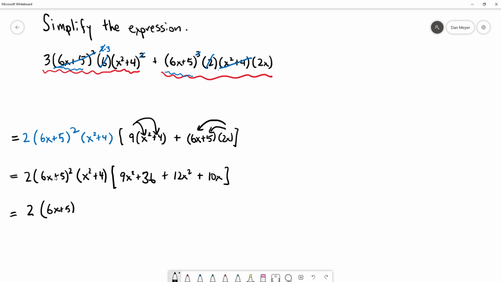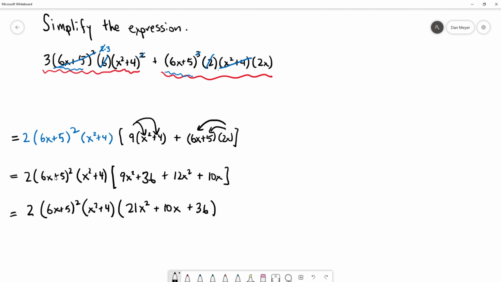And once we're all done with that, we can combine like terms on the inside as well. 6x plus 5 squared, and so on. I can combine my 9x squared and my 12x squared. That gives me a 21x squared. I only have one x term, 10x. And we have a 36 as well.